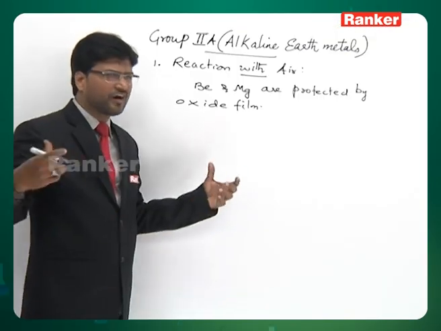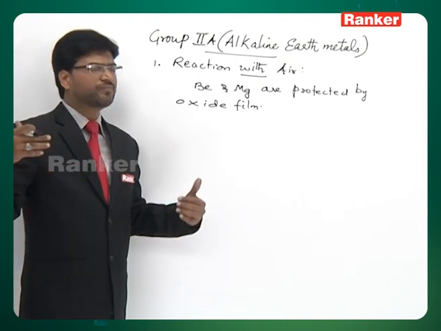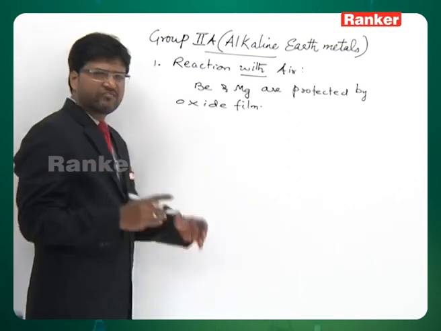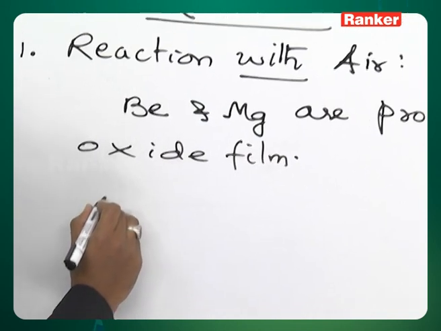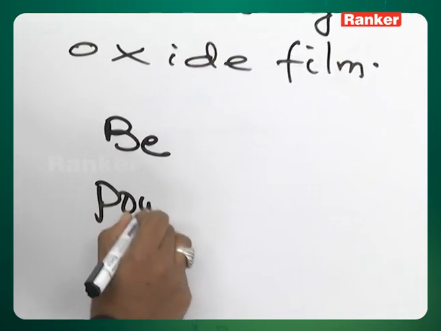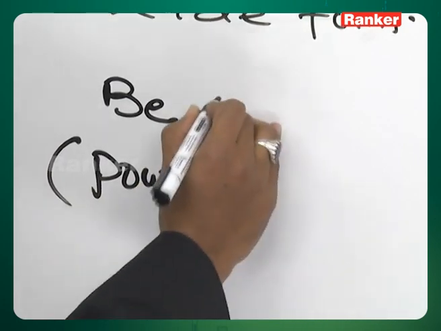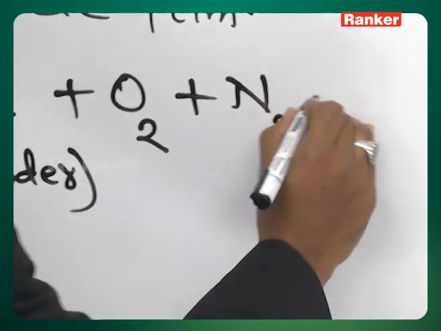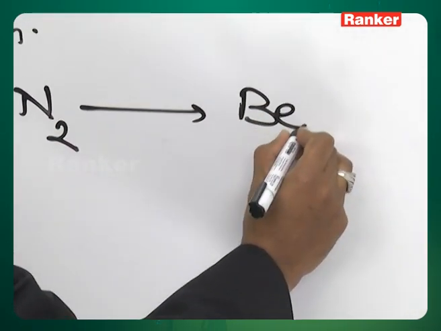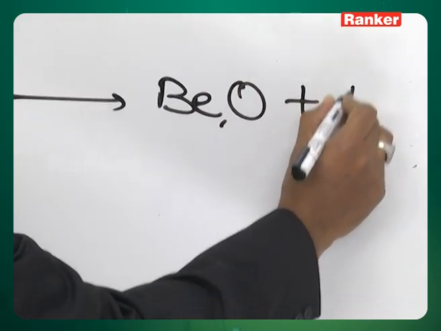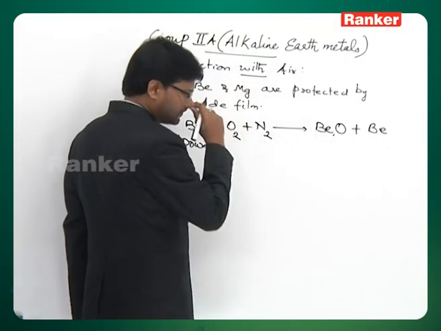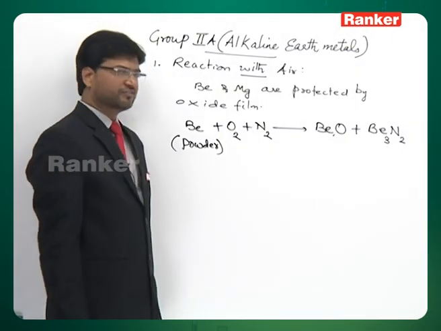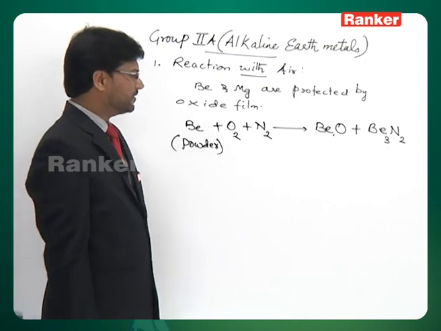These two elements form an oxide film on their surface, and this will protect the inner atoms from further attack. However, if you take powdered beryllium, when heated in air, it combines with both the components of air, oxygen as well as nitrogen, and it will give a mixture of beryllium oxide and beryllium nitride.